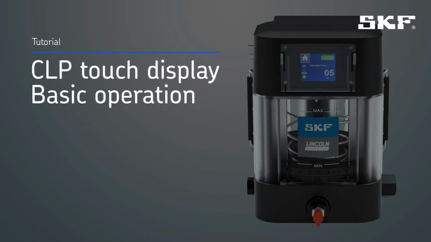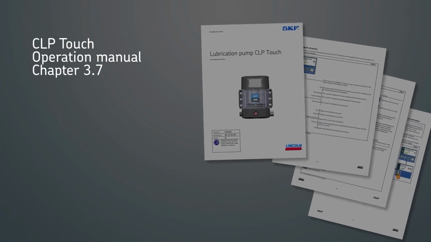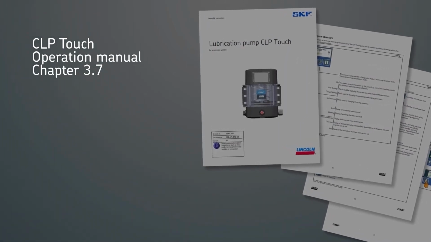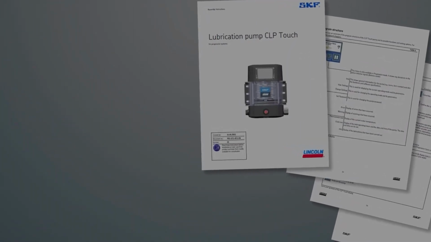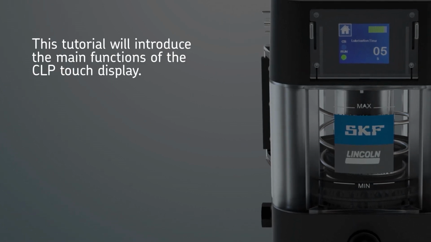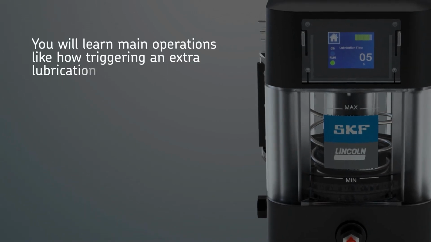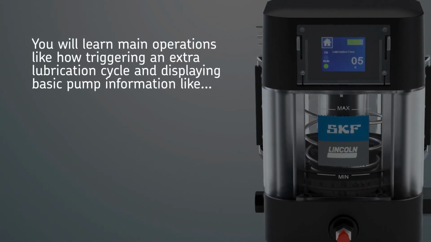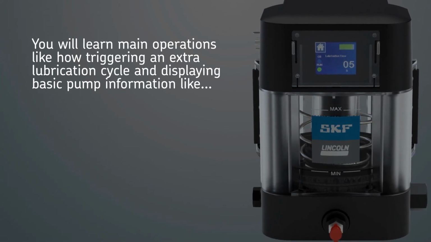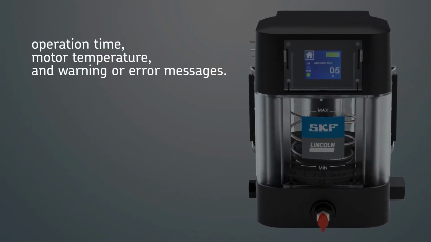Tutorial: CLP Touch Display Basic Operation. The tutorial refers to the CLP Touch Operation Manual Chapter 3.7. This tutorial will introduce you to the main functions of the CLP Touch display. You will learn main operations like triggering an extra lubrication cycle and displaying basic pump information like operation time, motor temperature, and warning or error messages.